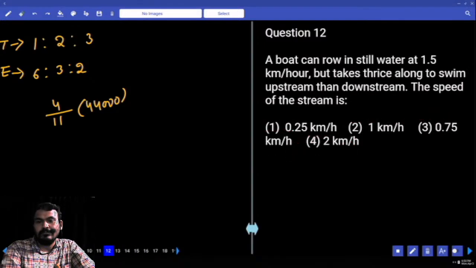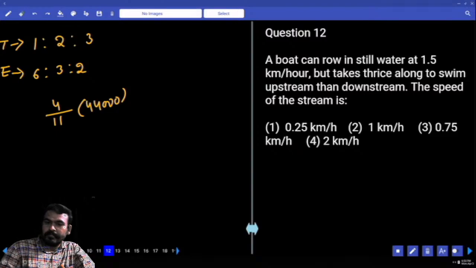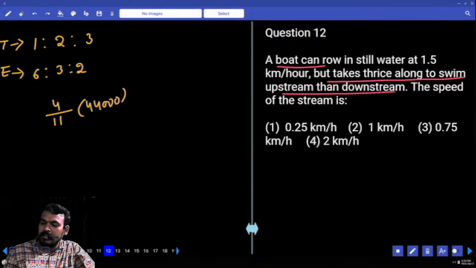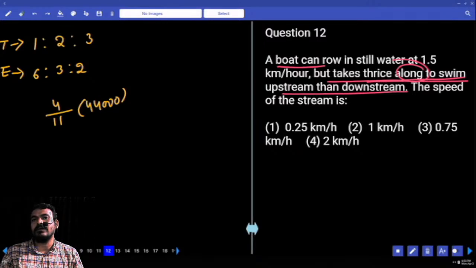Next question number 12. A boat can row in still water at 1.5 km/h. Means the speed of the boat, m value or s value? Boat m value, or stream s value? But it takes thrice as long to swim upstream than downstream. As long means time or speed? Time. As far as distance, as long as time, as fast as speed. And here which relation is given? Time relation or speed relation?